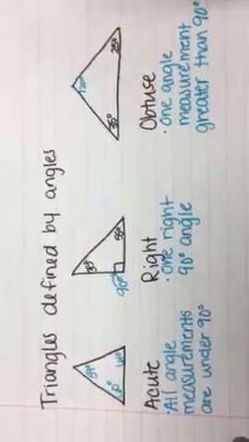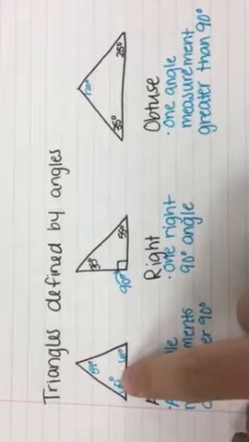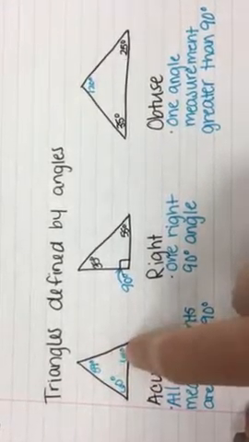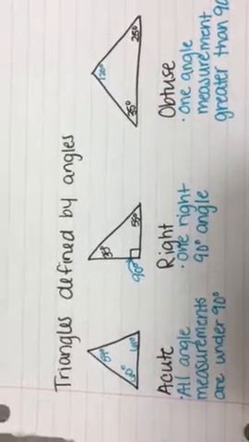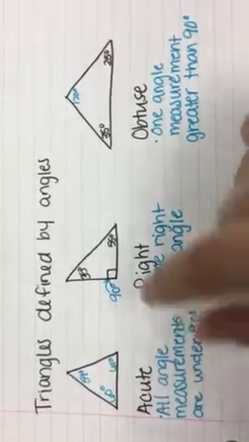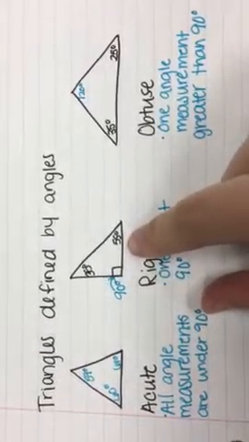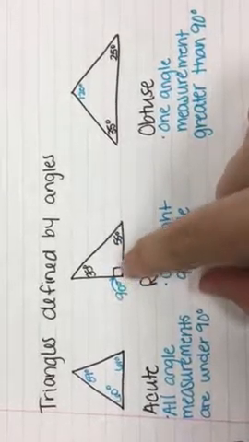Next, triangles can be defined by angles as well. So in this triangle, you see all the measurements of the angles are below 90 degrees. That means that it's going to be an acute triangle. You can also have a right triangle. A right triangle has one 90-degree angle, which you can see right here.